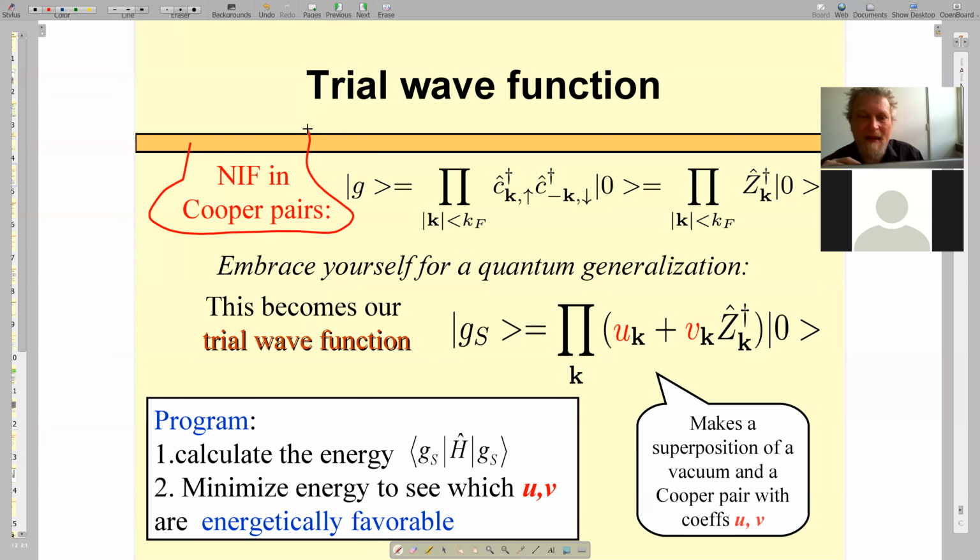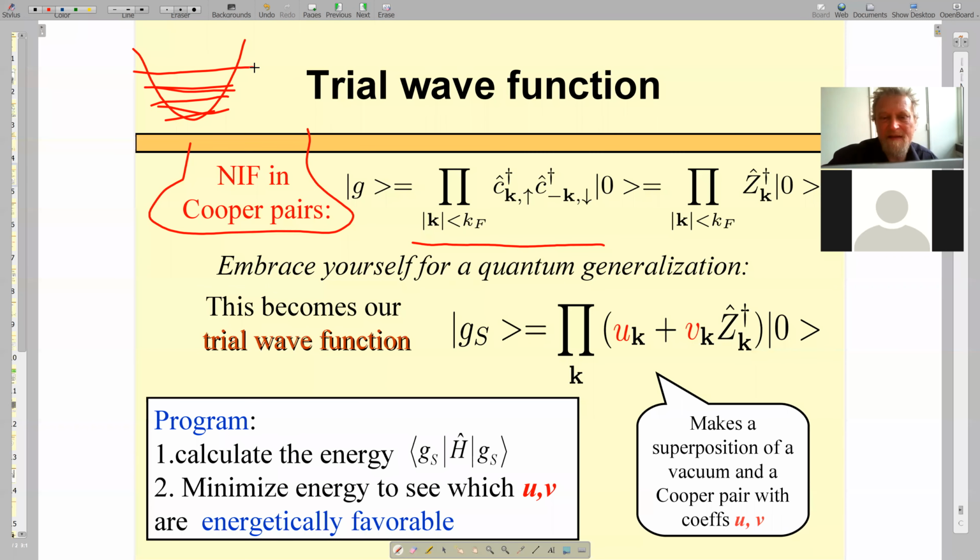Right. We have created, well, remember what is this? We just put electrons up to certain energy, up to certain kF. We have created all these electrons. We could say we have created Cooper pairs. So for each k below k Fermi, we have created a Cooper pair, and we did not create any Cooper pairs for k which are above, which are beyond Fermi surface.